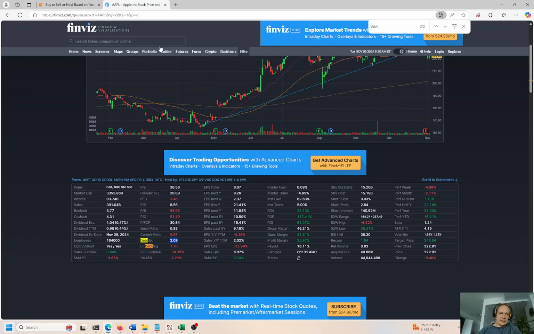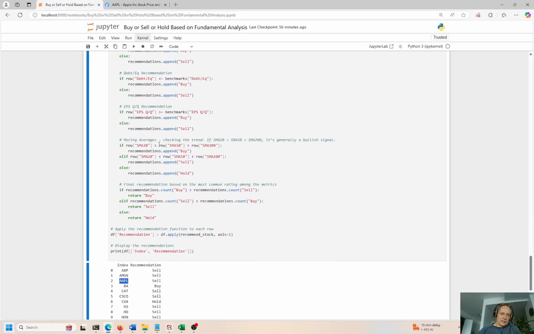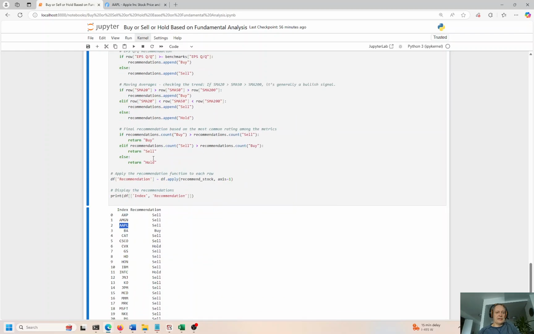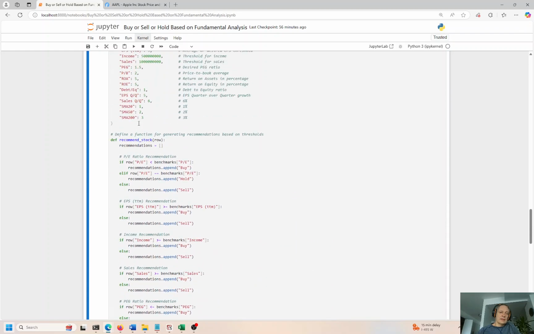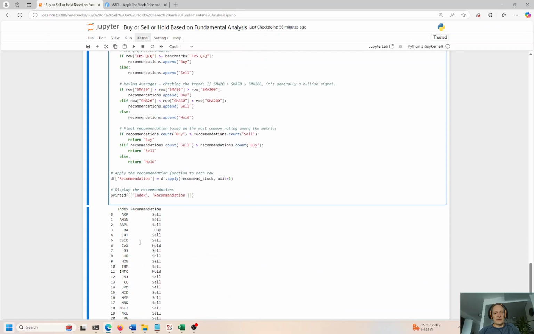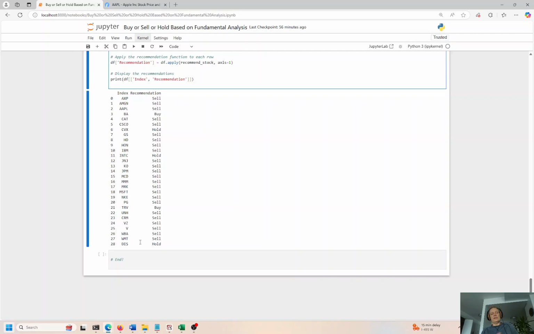But again, it doesn't match the logic over here. So it doesn't pass the test of price to earnings, right? Earnings per share, trailing 12 months, income, sales. This is not passing the litmus test here, so it's getting a sell recommendation. So yeah, that's pretty much it, guys. Just wanted to take you through that.